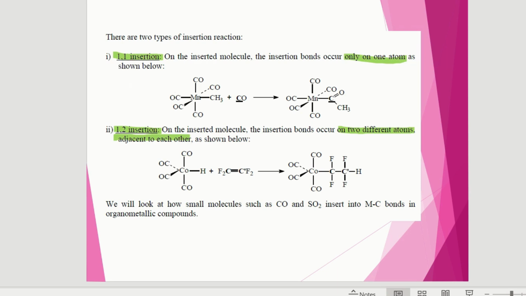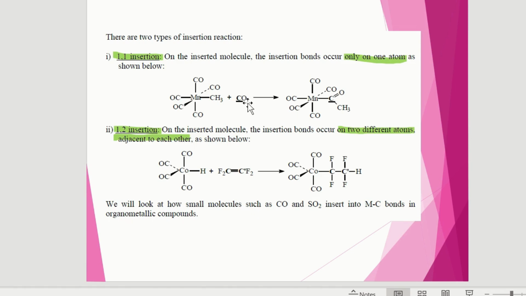Okay, for insertion reactions, there are two types. One is 1,1 insertion. The second one is 1,2 insertion. For 1,1 insertion, also recognized as alkyl migration reaction, on the inserting molecule, the inserting bond occurs on only one atom as shown below. So here we have a compound. Before insertion, they have 5 carbonyl and they add CO.